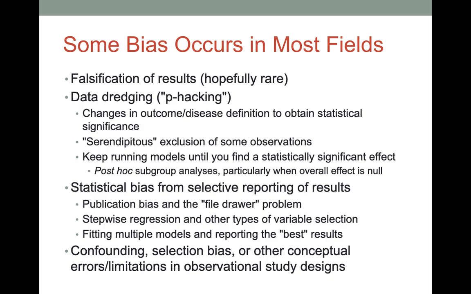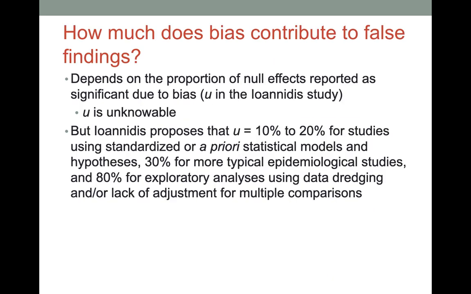Another type of selective reporting of results comes from stepwise regression and other types of variable selection, which can inflate the effect sizes and produce bias. Fitting multiple models and reporting the best results, particularly if you define best by which ones give you statistical significance. Again, you're fitting multiple models, but only keeping the ones that are statistically significant and only reporting those. Confounding, selection bias, or other conceptual errors or limitations that are just inherent in observational study designs can also lead to bias. So how much does bias contribute to false findings?